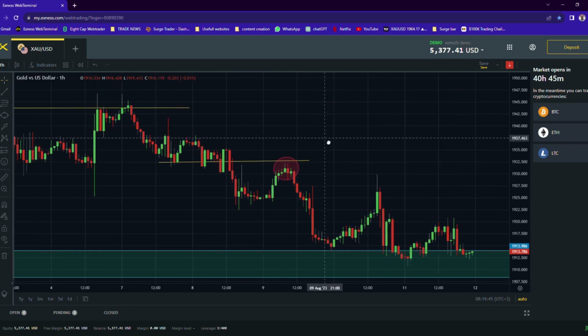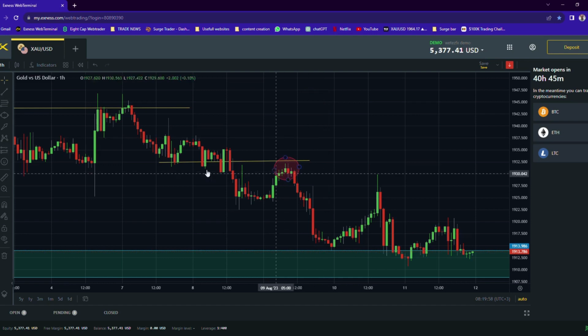But for gold, we are doing this analysis every day, straight from Asian session till New York session. The entire day we are doing analysis on gold USD. So here we saw a break of this support level and a retest of the same exact level.